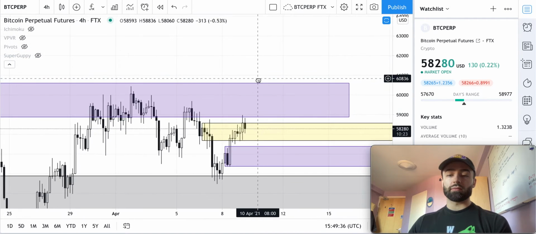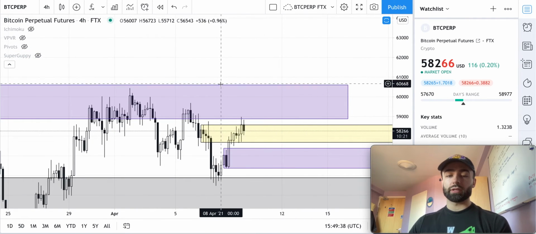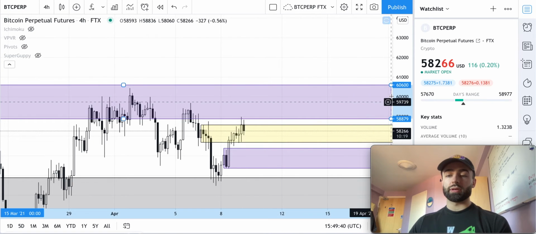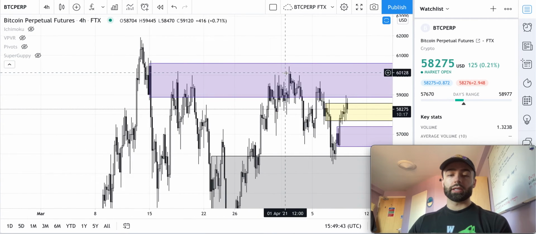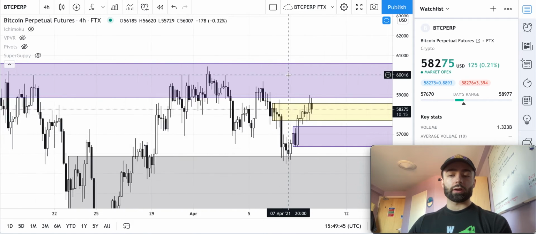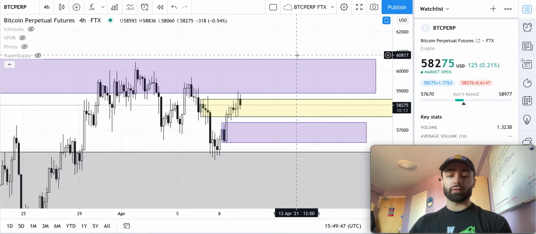Once we go above this level and close two 4-hour candles above it, a retest of that zone is going to be a very good long entry, in my opinion. So that is where I will also look to add to my long if we get up there.